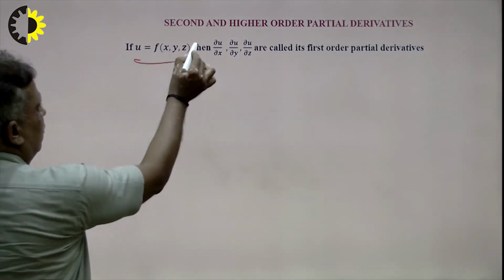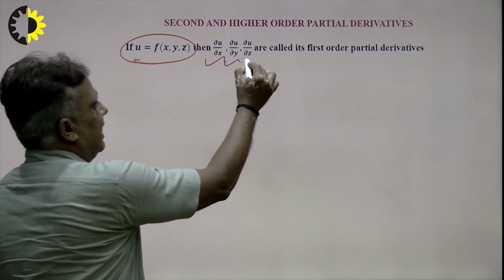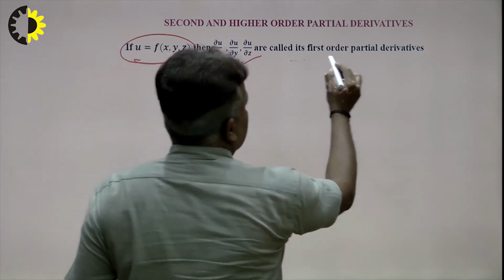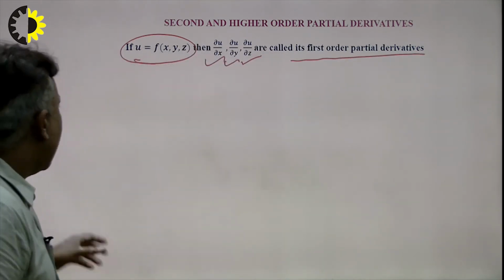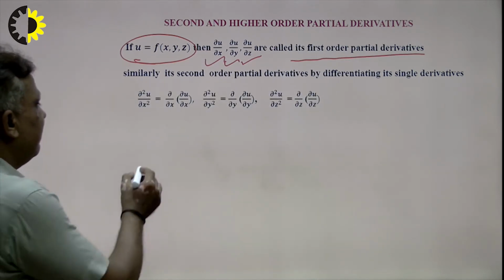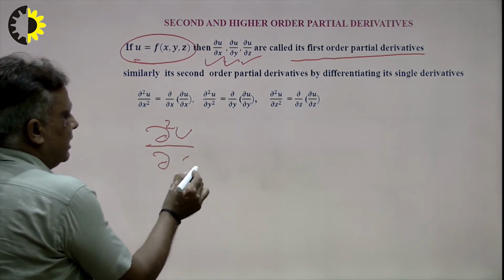Suppose u is a function of x, y, z. Then del u over del x, del u over del y, and del u over del z are known as the first order partial derivatives. Now the question is how to calculate the second order partial derivative. In the same way, suppose I want to calculate del 2 u over del x square, that means the second derivative.